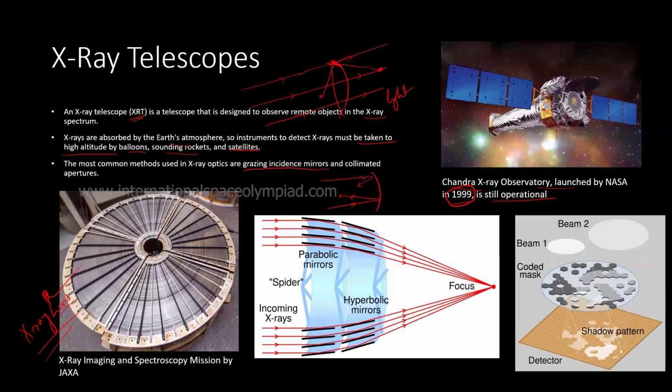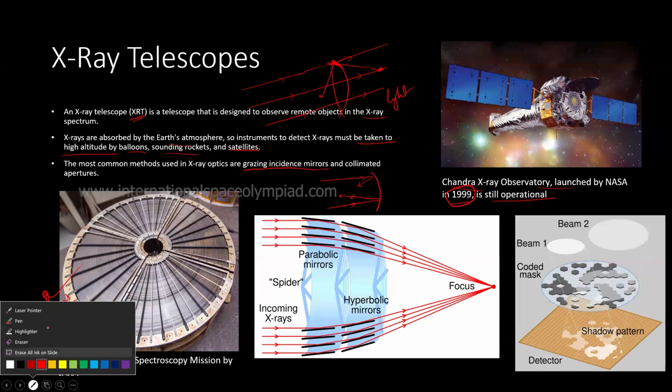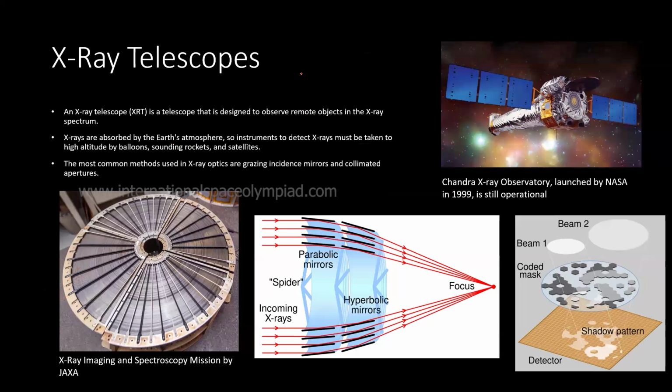So what do we mean by grazing incidence mirrors? Let me explain it. Before going to the diagram, I will explain it another way. Just imagine an X-ray is coming in this direction, in a straight line. If I place something like this, what will happen? Either that X-ray will be absorbed by the material, or it will just go through. These are the two options it has.